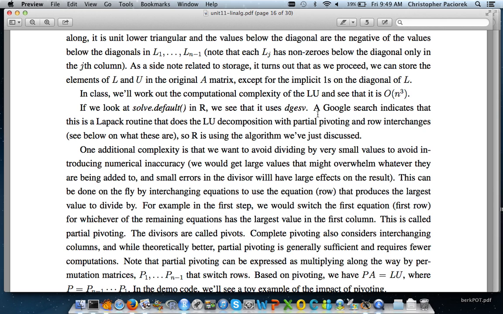Okay, so that sort of leads into the next question, which is what about numerical precision and what could go wrong if we follow this recipe that we just worked out in some detail here? Okay, so basically, let's see an example of what could go wrong here.